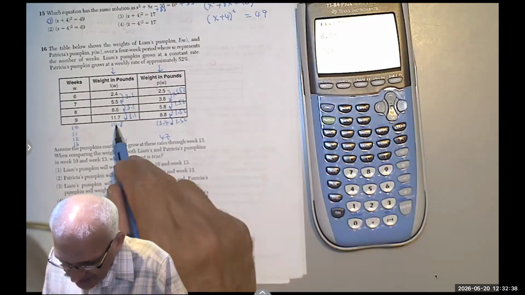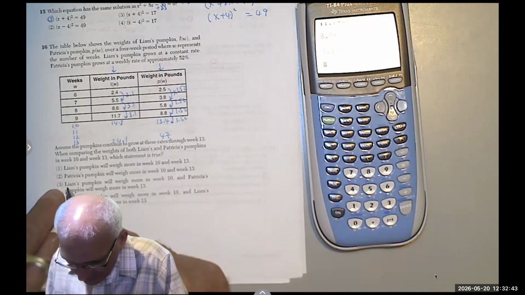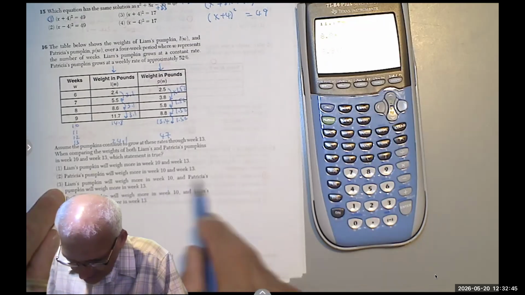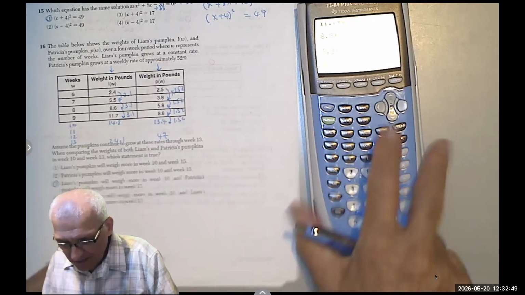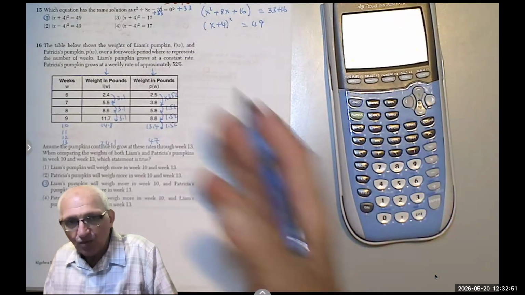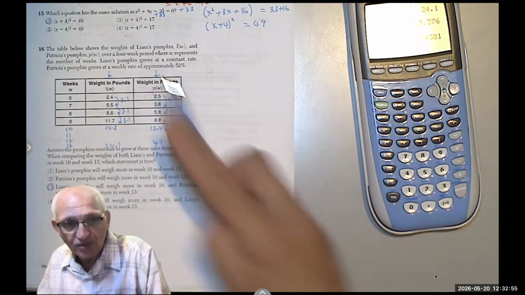So Liam was higher at week 10. And no, Liam is way more in week 10 and Patricia in week 30. And after that, it would be more if they keep going at the same rate. Patricia's pumpkin's weight will always be higher.